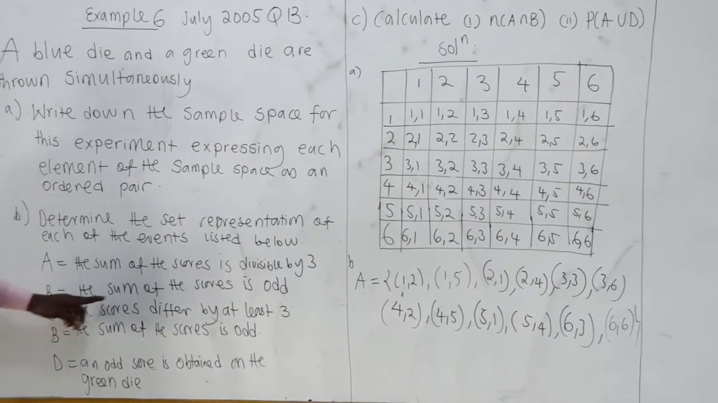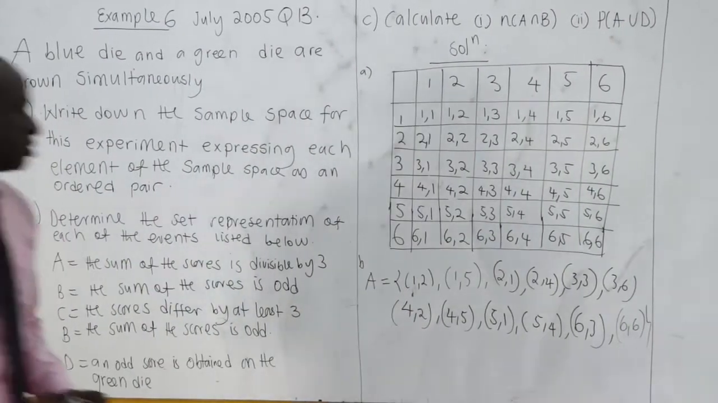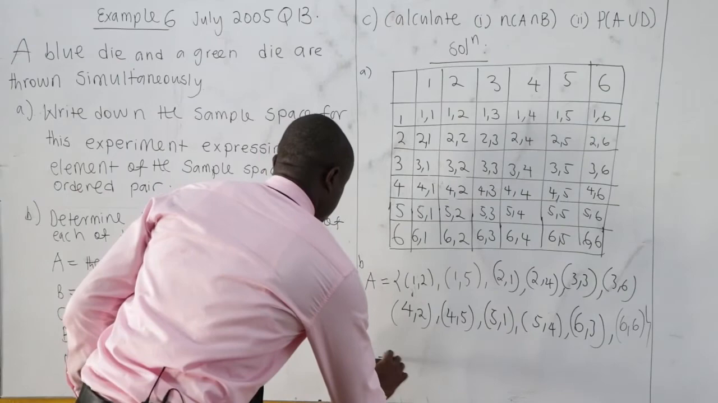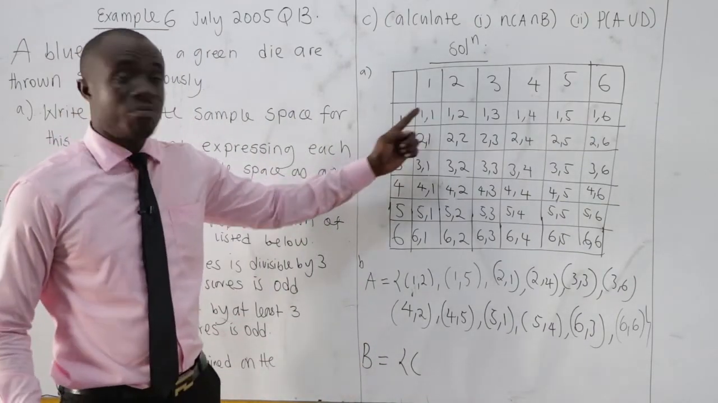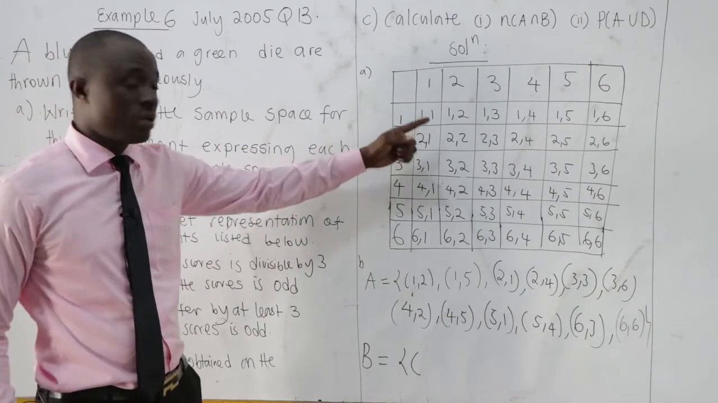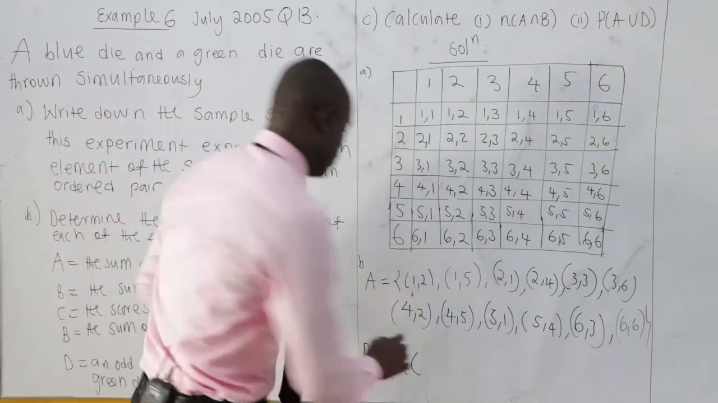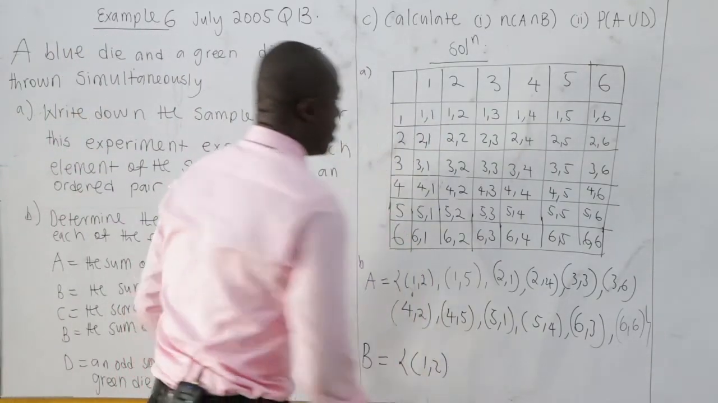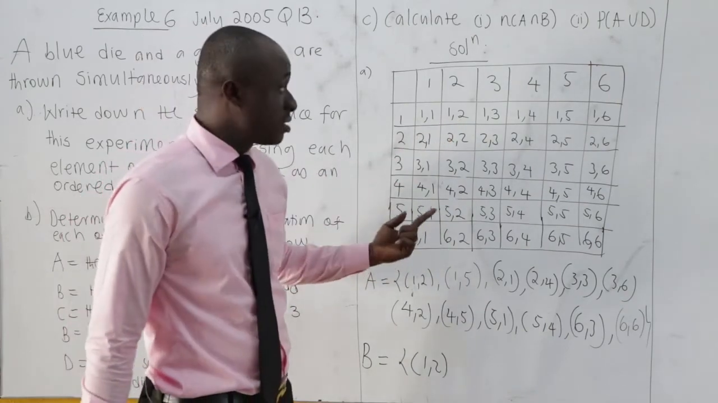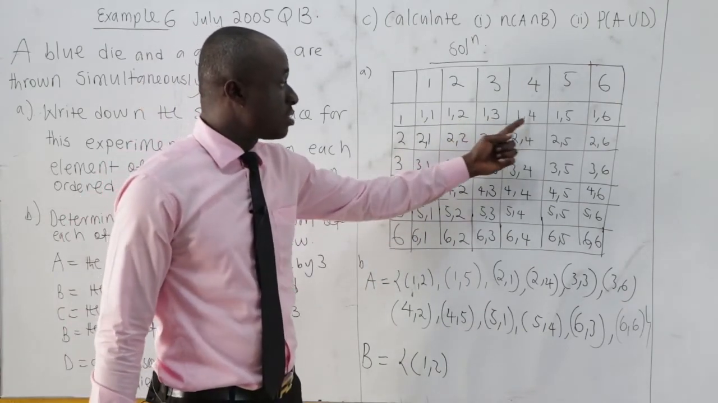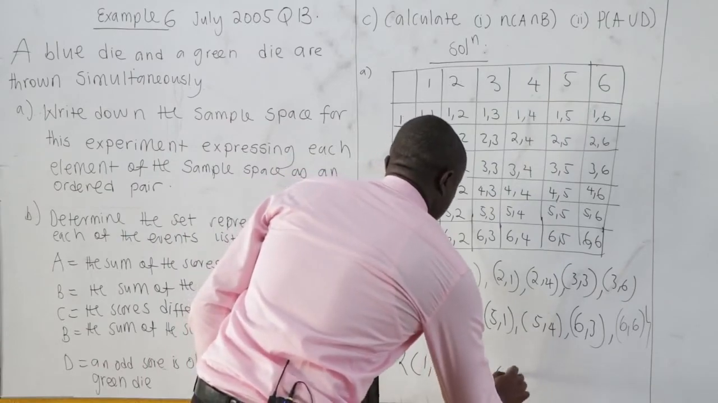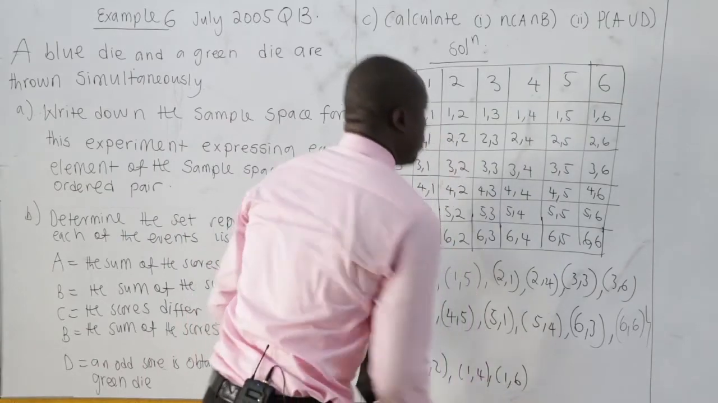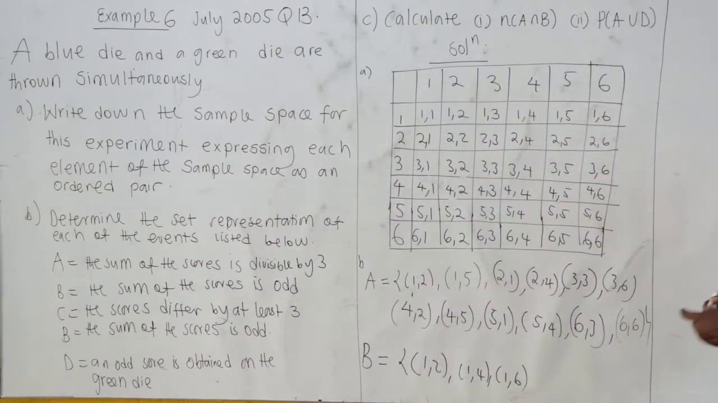B says that the sum of the scores is odd. When you add the two, it's odd. Now 1 plus 1 is 2, not odd. But this is part, so we have 1,2. When you add, it's odd. 1 plus 2 is 3, odd. This one is not, but this one is. So we have 1,4. We have 1,6. When you add 1 plus 5, this will give us even, but it should be odd.